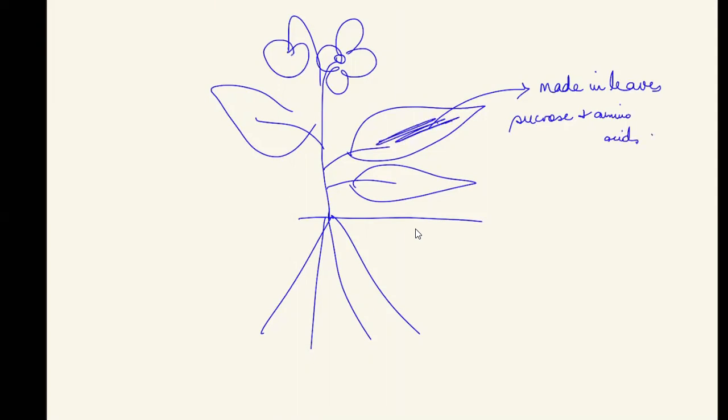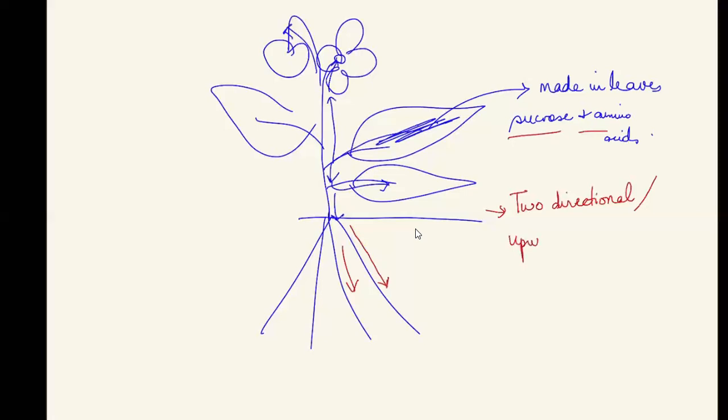So this substance needs to be transported here also, and here also, upwards also, to the flower also, to the fruit also. And besides that, the same sucrose and amino acids need to be transported downwards also. So if I have to talk about the direction of flow of substances carried by phloem, I would say the direction is two directional, upwards as well as downwards. This is the important point to remember actually. Two directional, right? Upwards and downwards. So this is phloem, which carries the sucrose and amino acids.